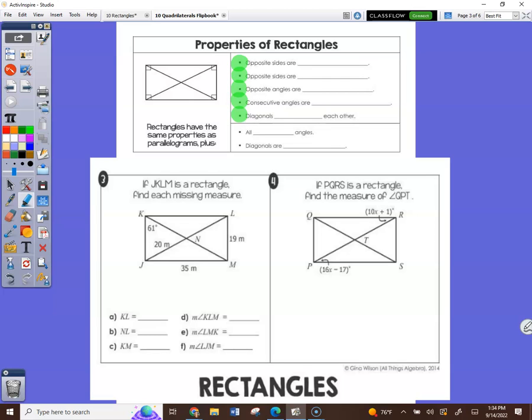If you would, please right now, copy your first 5 properties from the parallelogram flap to the rectangle flap.